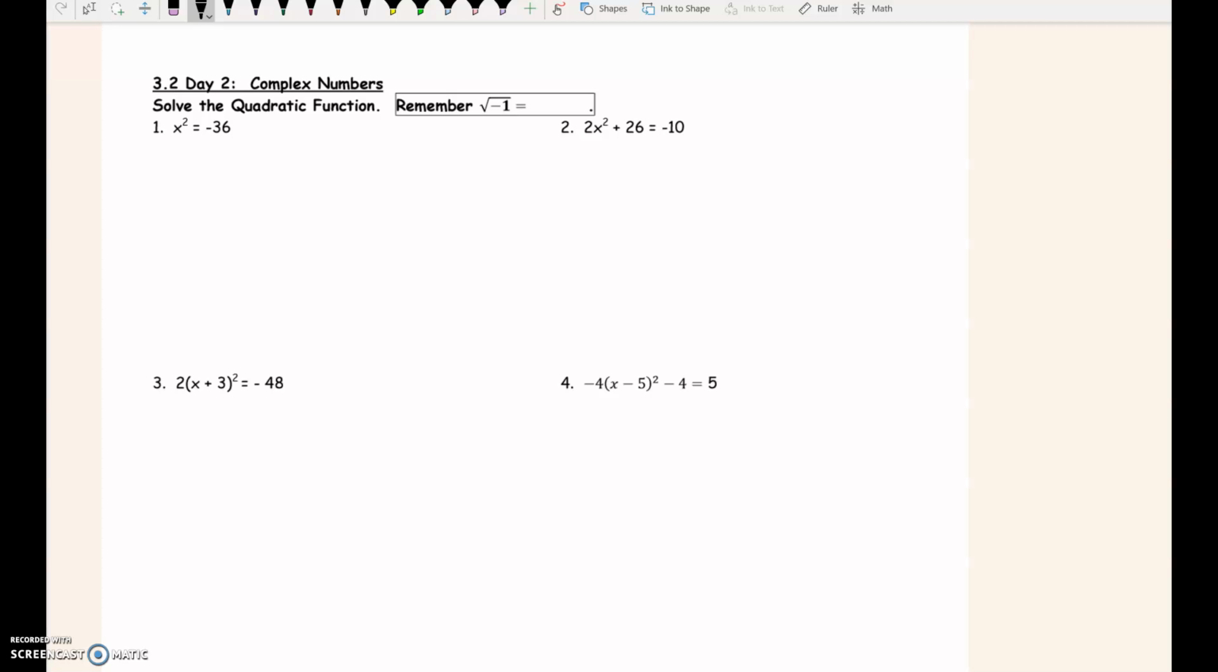Today's notes are not going to feel super new because we are really just combining 2 previous days of notes. So we're solving by square roots, but when we get to that step of the problem, we're going to have the square root of a negative number, but now we know how to deal with that, so that's not going to be any kind of a big deal. Remember that the square root of -1 is the imaginary number i.